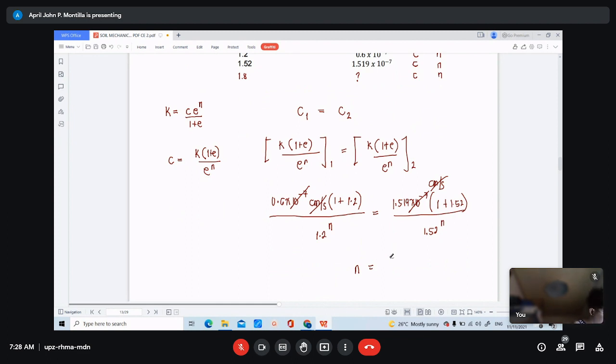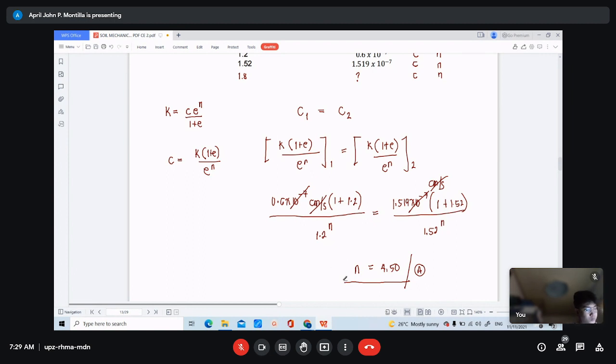Ano po yung value niya? 4.50 po. 4.50. How about the others? Kindly confirm. Same lang po. Okay, same lang. Store natin yung value as A para hindi tayo nag-round off.